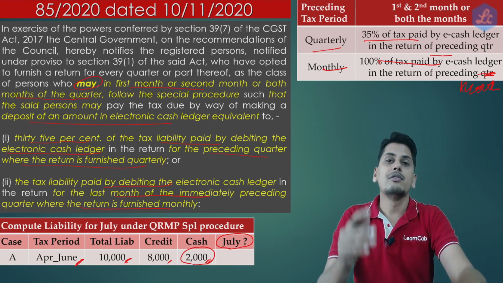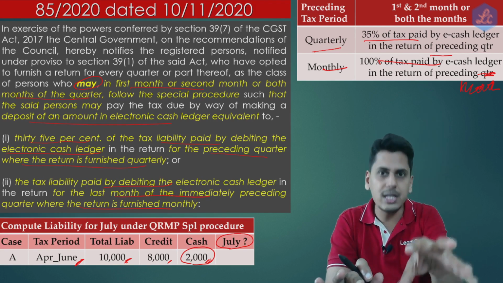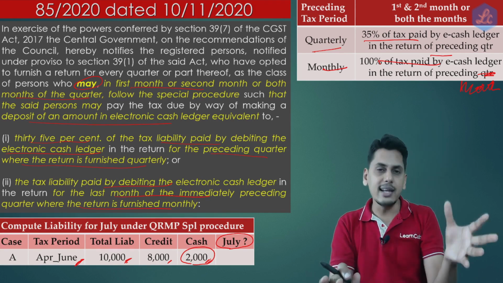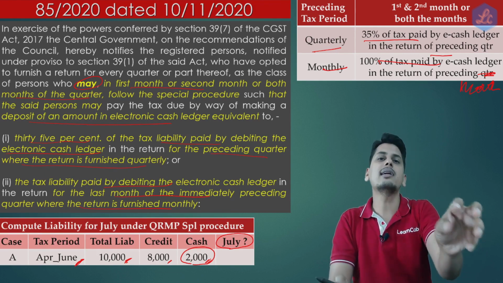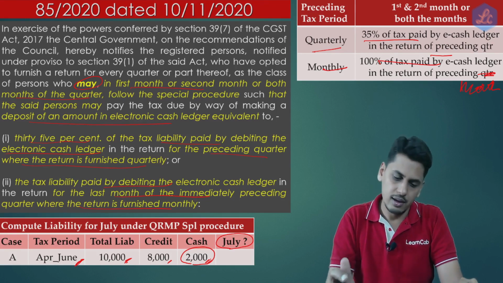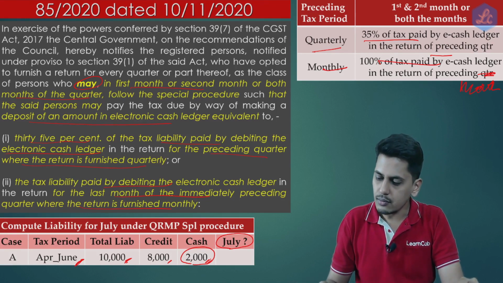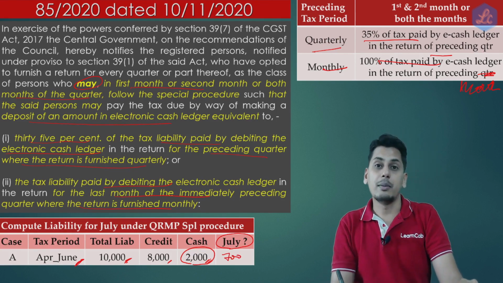because now what are we arriving at? We are arriving at a figure, the amount which needs to be deposited in your cash ledger. So therefore we are seeing in the preceding tax period how much amount we have paid through the cash ledger. The same pattern is being adopted in this particular tax period as well. So 2000 multiplied by 35%, 700 needs to be deposited.